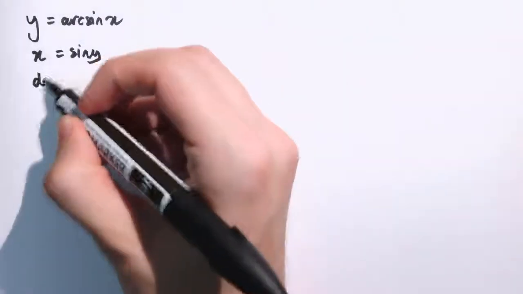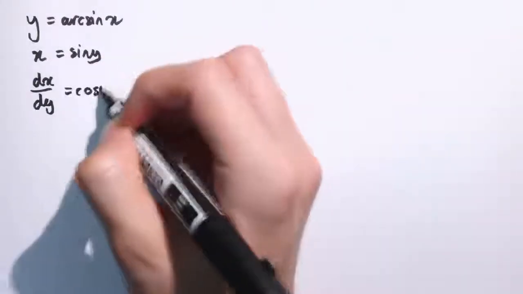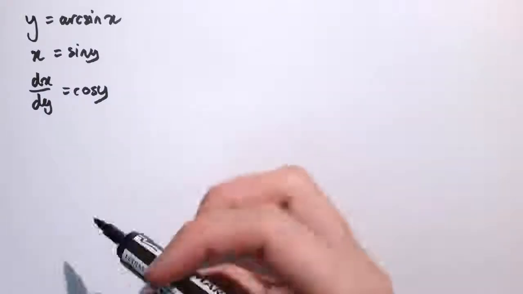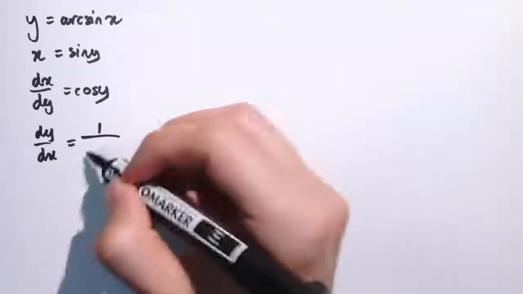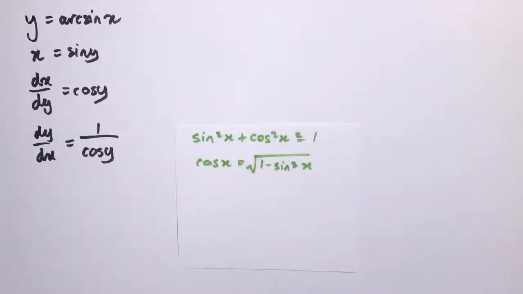If we have y equals arcsine of x, another notation for sine inverse and sine to the minus 1 of x, then x equals sine y. And differentiating with respect to y gives dx by dy equals cos y. Then using the result for differentiating inverse functions, that means that dy by dx is 1 divided by dx by dy, so that's 1 divided by cos y. Let's get this back in terms of x.